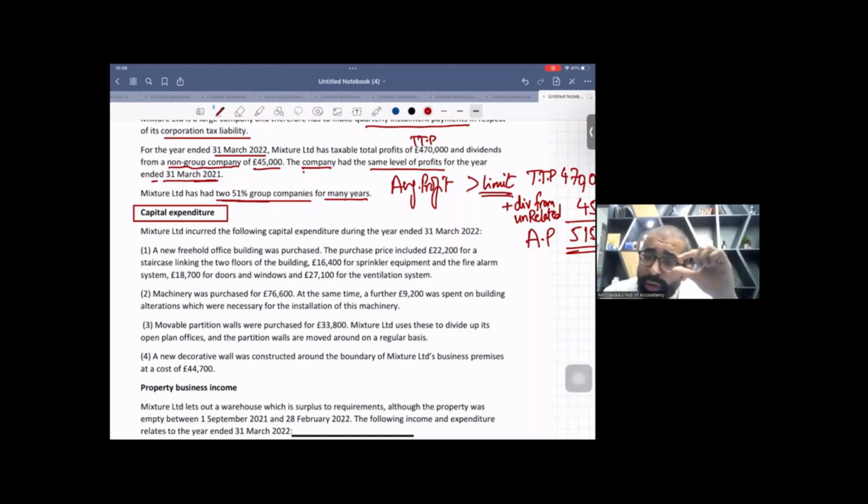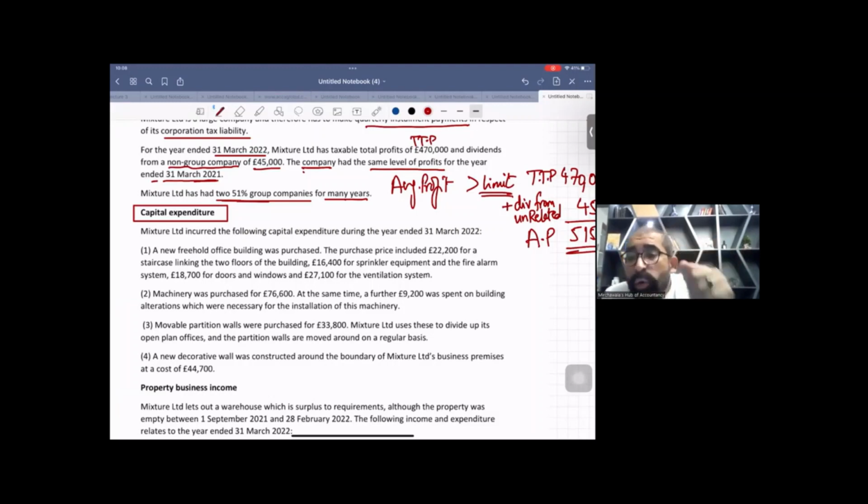Look here. If you are buying a building, there are a lot of things in the building. In the building, there are lifts. There is a ventilation system. There are movable walls. There are fixed walls. There are stairs.